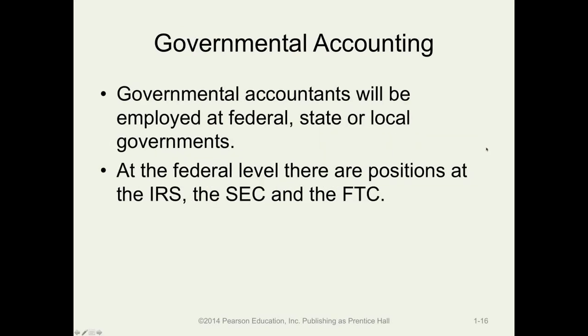And finally, of course, we have governmental accounting, and here you could be working for federal, state, local governments. You could also work at the federal level, which would be at the Internal Revenue Service, the Securities and Exchange Commission, and the Federal Trade Commission. The Securities and Exchange Commission, of course, would oversee the accounting profession in terms of the financial standards that we issue. They also require reports each year for publicly traded companies.